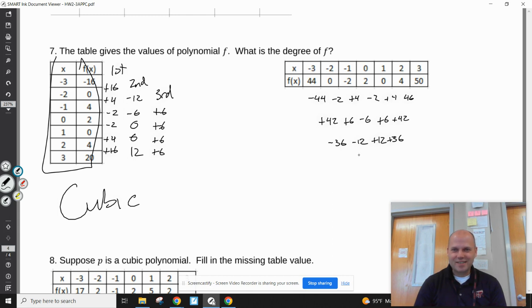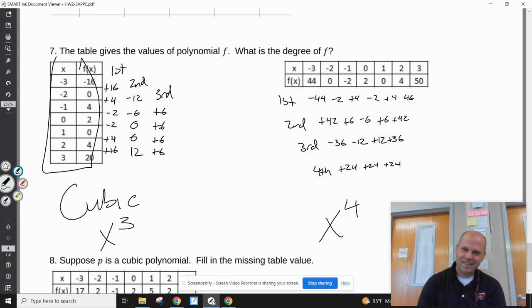Negative 36 to negative 12, positive 24. Negative 12 to positive 12, plus 24. Who came up with this one? Did I come up with this one? 12 to 36, plus 24. First differences, second differences, third differences. The fourth differences are constant. This must be an x to the fourth, a quartic. I think these are so silly.